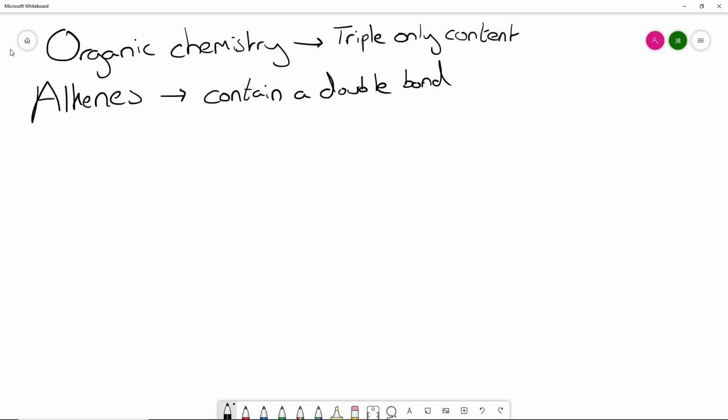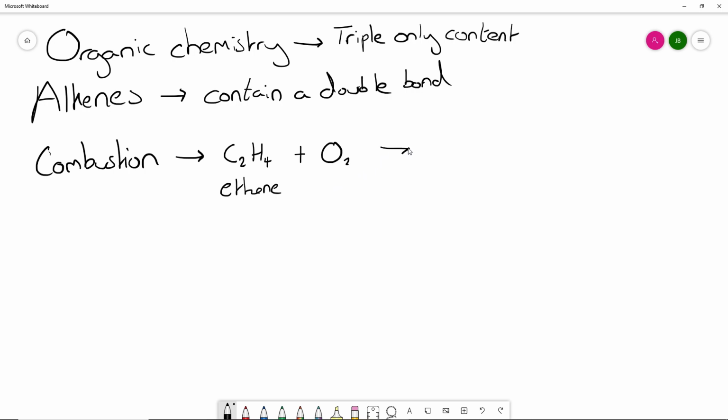So first of all, let's talk about combustion. Again, it works in a very similar way to an alkane. You've got C2H4, so this is ethene, and we're going to add it to oxygen because we're burning in the presence of oxygen. That's how combustion works, and it's going to make water and CO2. So H2O and CO2, same as before.